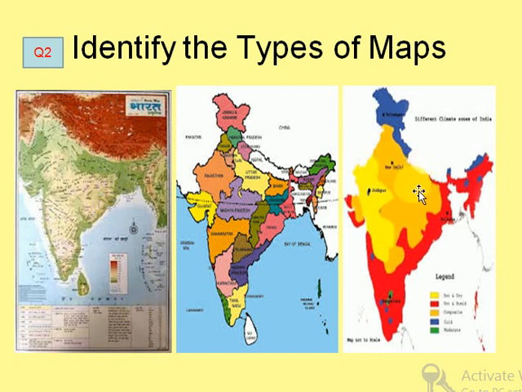Now look at the maps. Different types of map, as we discussed in our previous module. Identify the types of maps. You have read about it. What is the difference? Look at the image carefully. What is the difference between these maps? In one map, you can see the features clearly. With different colors they are shown.